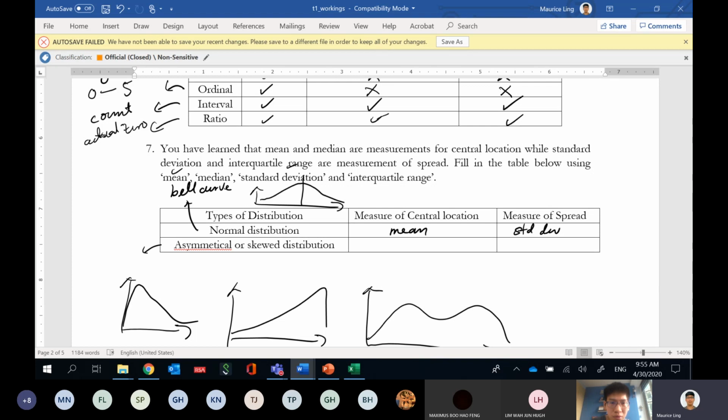Which one is a central location? Anyone? So Median. Some other than Sean? The central location will be median, and then measure of spread is interquartile range. Yeah. So this can be interquartile range. Okay. Besides, actually, who is the one answering the last one?